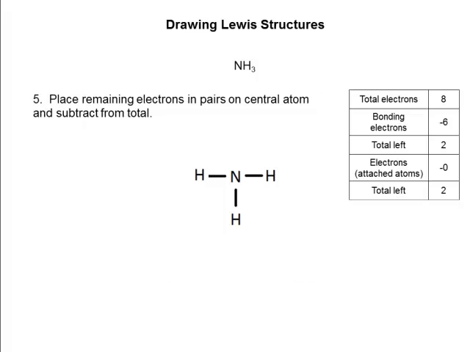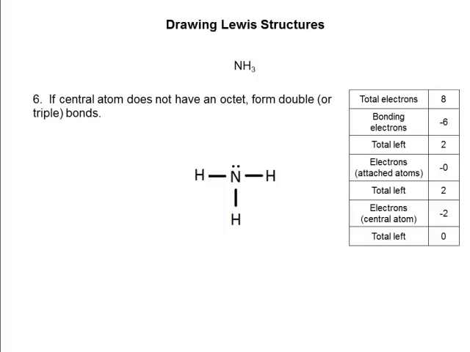What's my next step? I need to place any remaining electrons in pairs on the central atom and then subtract that from the total. Well, how many electrons do I have left? I have 2 left. How many pairs is that going to be? Well, that's going to be 1 pair. Those have to go on the central atom. Regardless of whether the central atom has the octet or not, when you get to this step, any electrons that are left over have to go on that central atom as lone pairs. Have to. Okay. So I've got 2 left, which means I add 1 lone pair to the nitrogen. Subtract those 2 electrons, I have no electrons left.